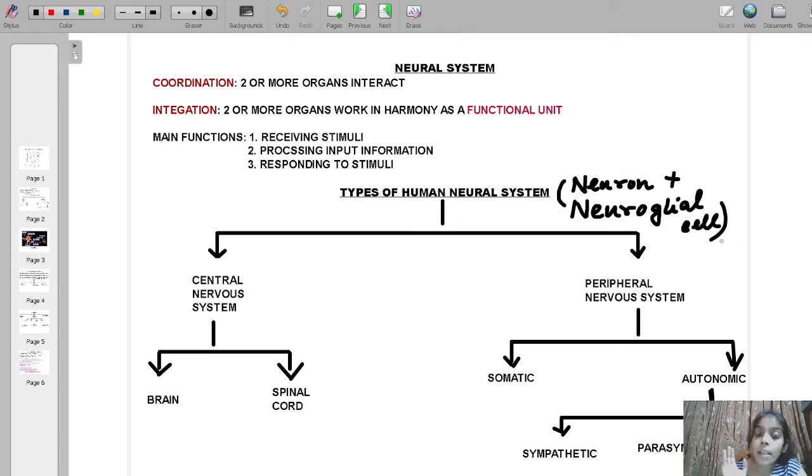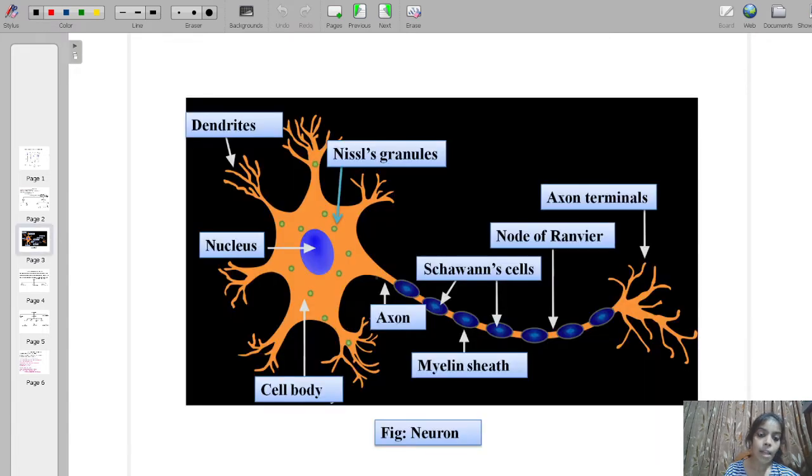Okay. Most part of the nervous system is made up of millions of neurons. So that is why we say a neuron is the structural and functional unit of nervous system. So let us see how a neuron looks like. Okay, so this is the structure of a typical neuron.